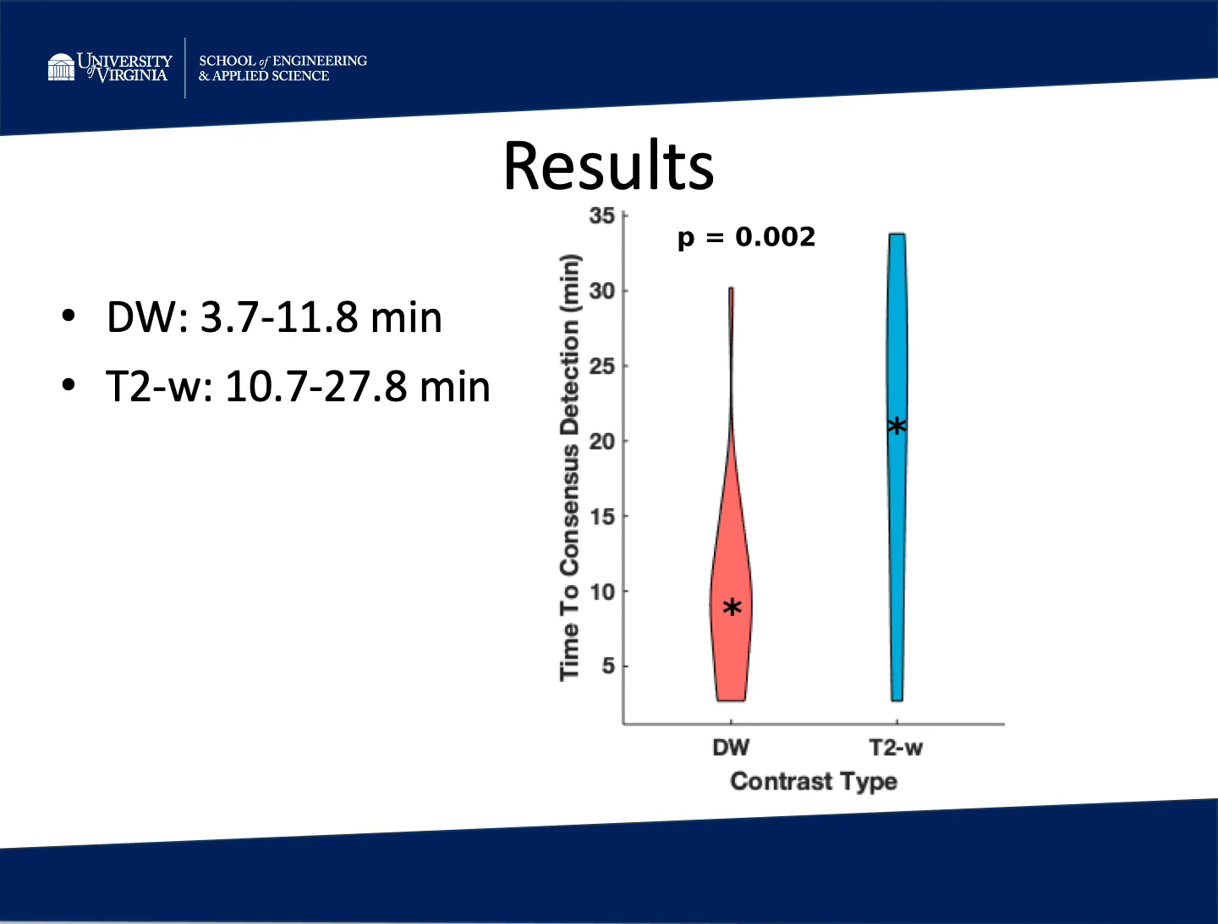Finally, on average, the image reviewers identified lesions using diffusion-weighted contrast at earlier time points than when using T2-weighted contrast. Using diffusion-weighted contrast, image reviewers found consensus detection times with an interquartile range of 3.7 to 11.8 minutes. However, when using T2-weighted contrast, the interquartile range shifted to a range of 10.7 to 27.8 minutes.